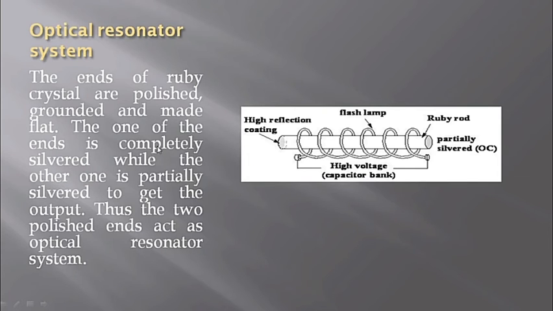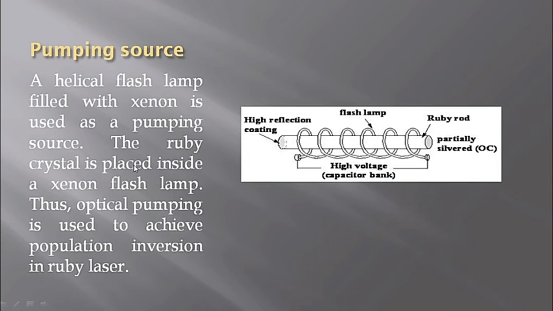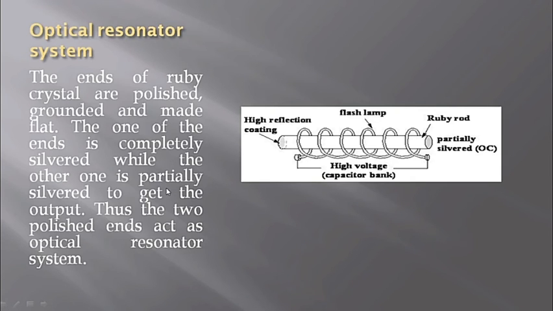The ruby crystal is placed inside a xenon flash lamp. Thus optical pumping is used to achieve a population inversion in the ruby laser. Basically optical pumping is used in the ruby laser, and we use a helical flash lamp filled with xenon to achieve population inversion.